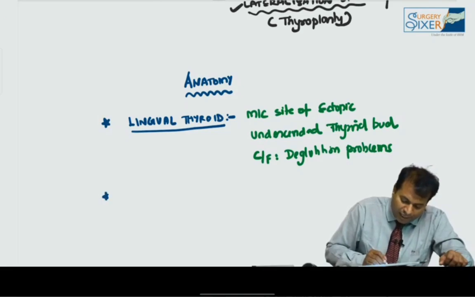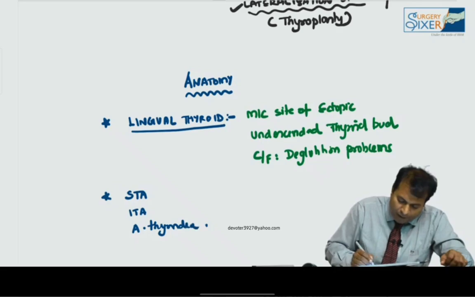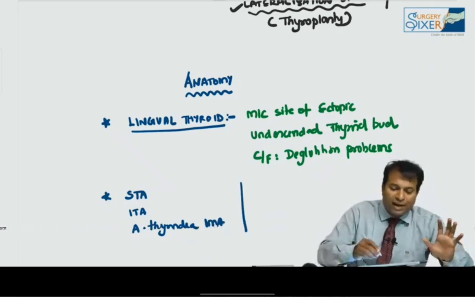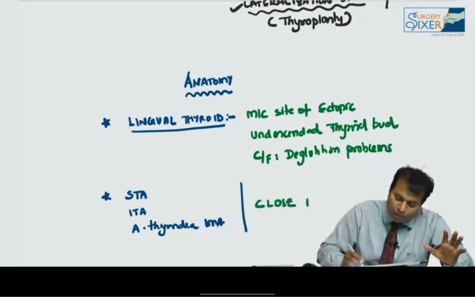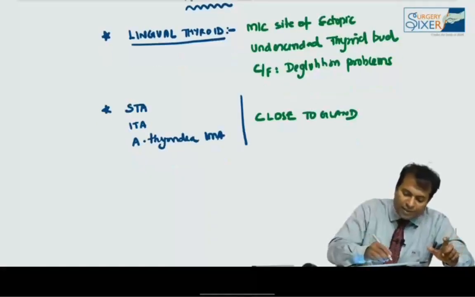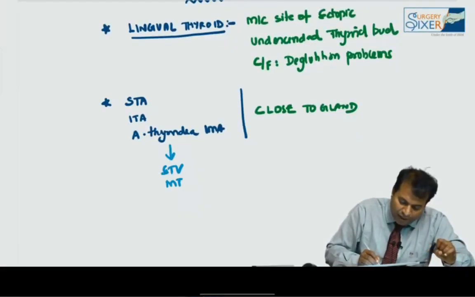And please don't forget there are three arteries: superior thyroid artery, inferior thyroid artery, and arteria thyroidea ima. The latest concept is that the superior thyroid artery and inferior thyroid artery should be ligated close to the gland. And when you come to veins, apart from the superior, middle and inferior thyroid veins, we also have Kocher's vein present.